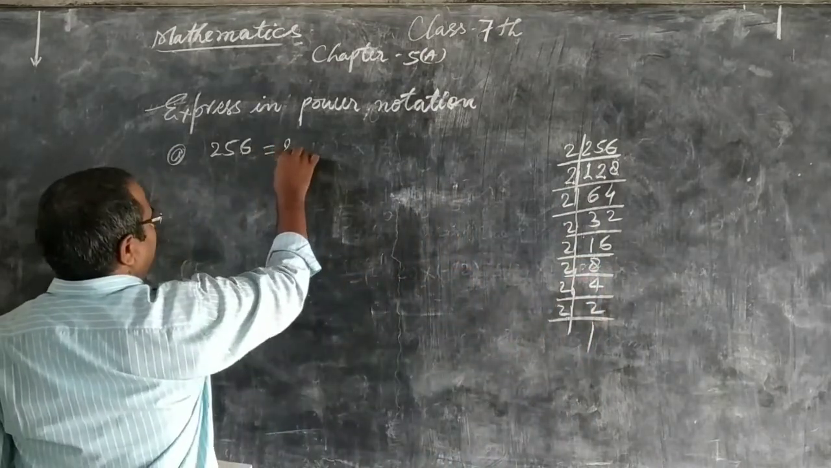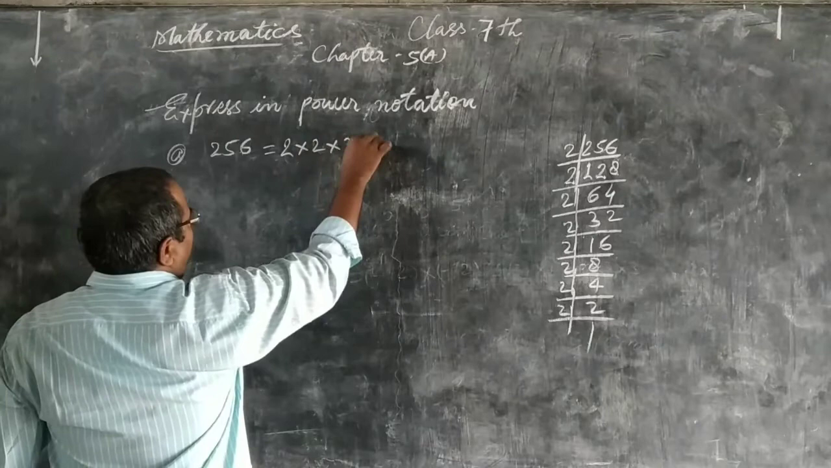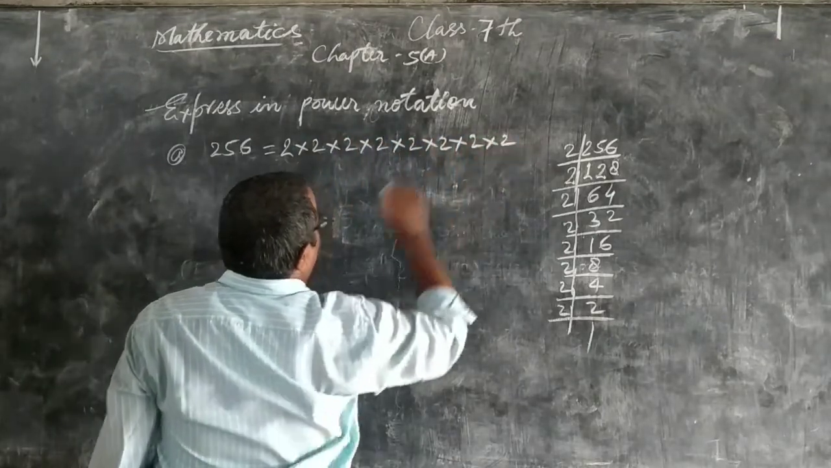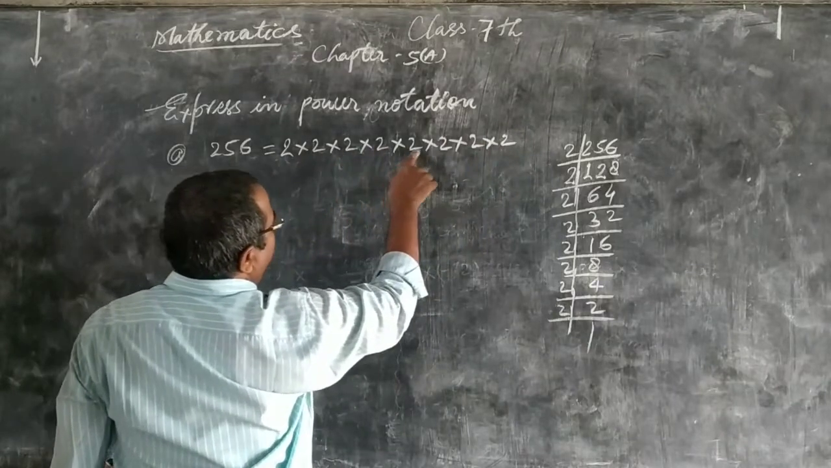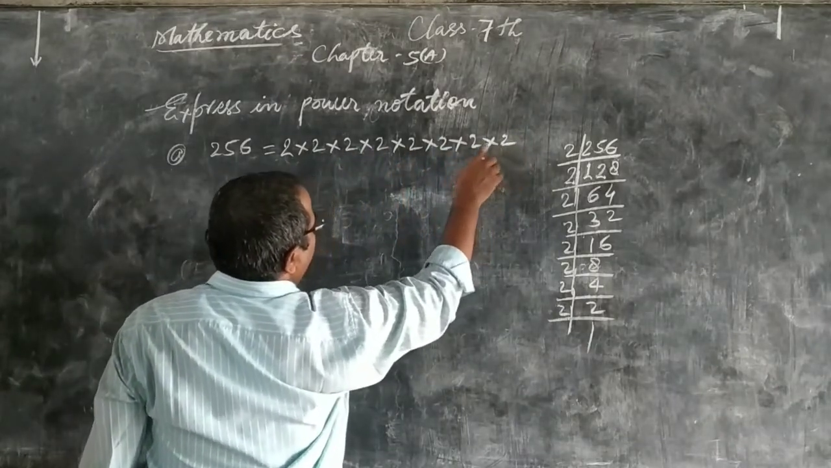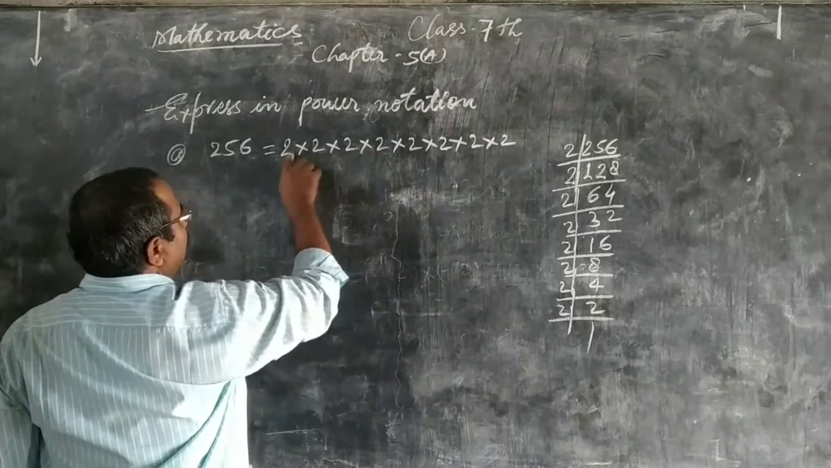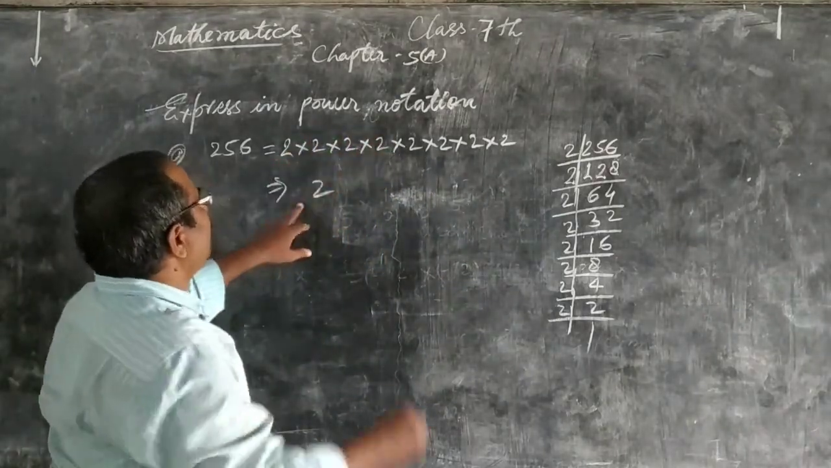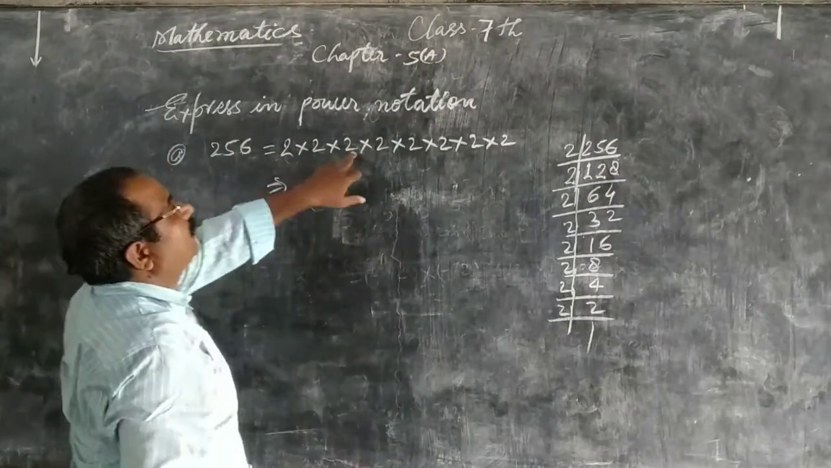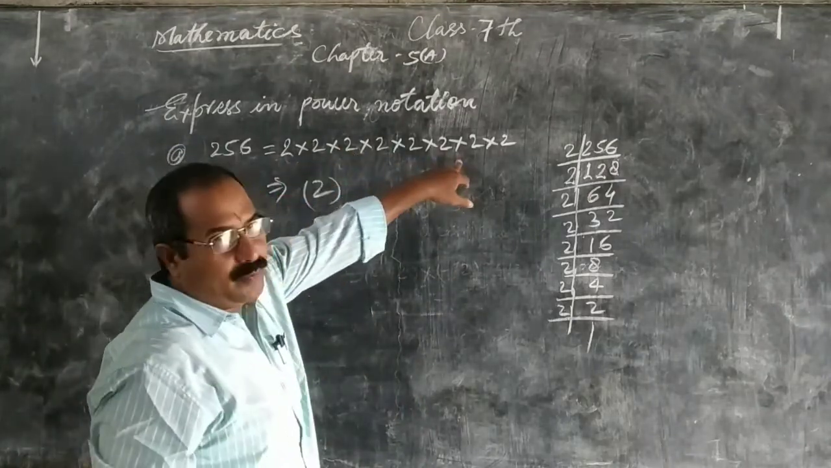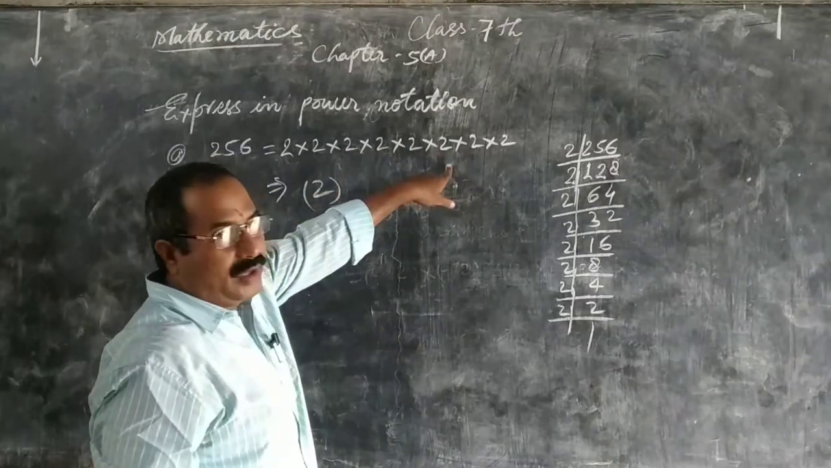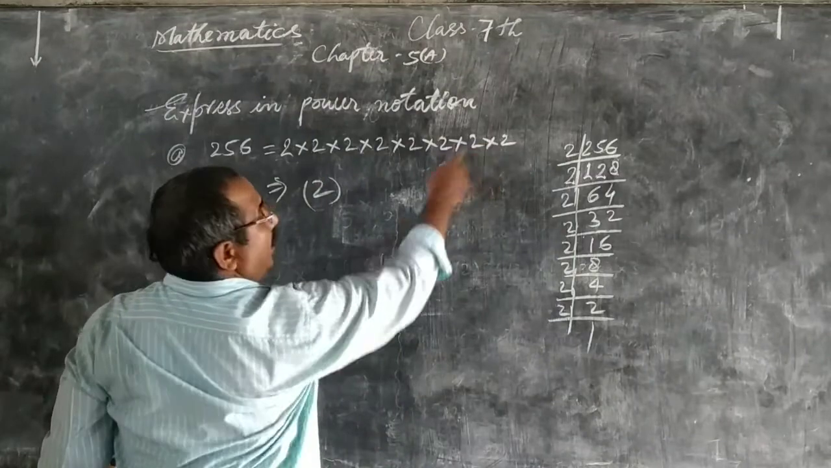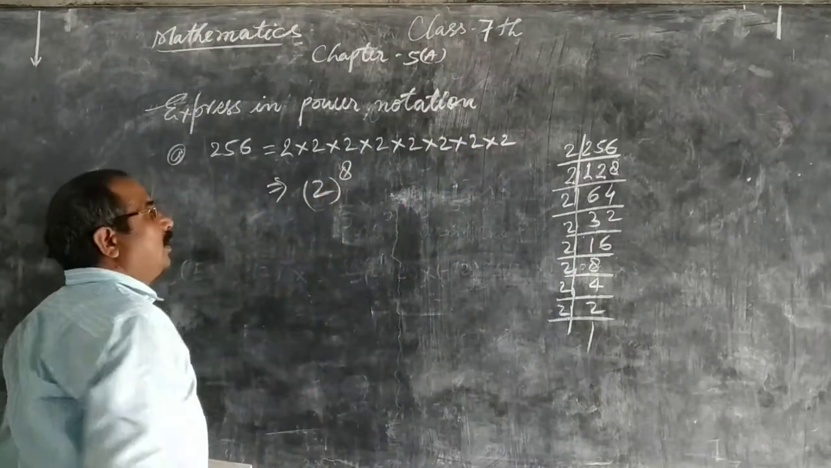Here you will write 2 into 2 into 2 up to 8 times. 1 2 3 4 5 6 7 8. 8 times. Now you will write it in power notation. So 2 is the base and the number of times is the power. The number of times you have written it, that is the power. So you have written it 8 times, so that will be the power.